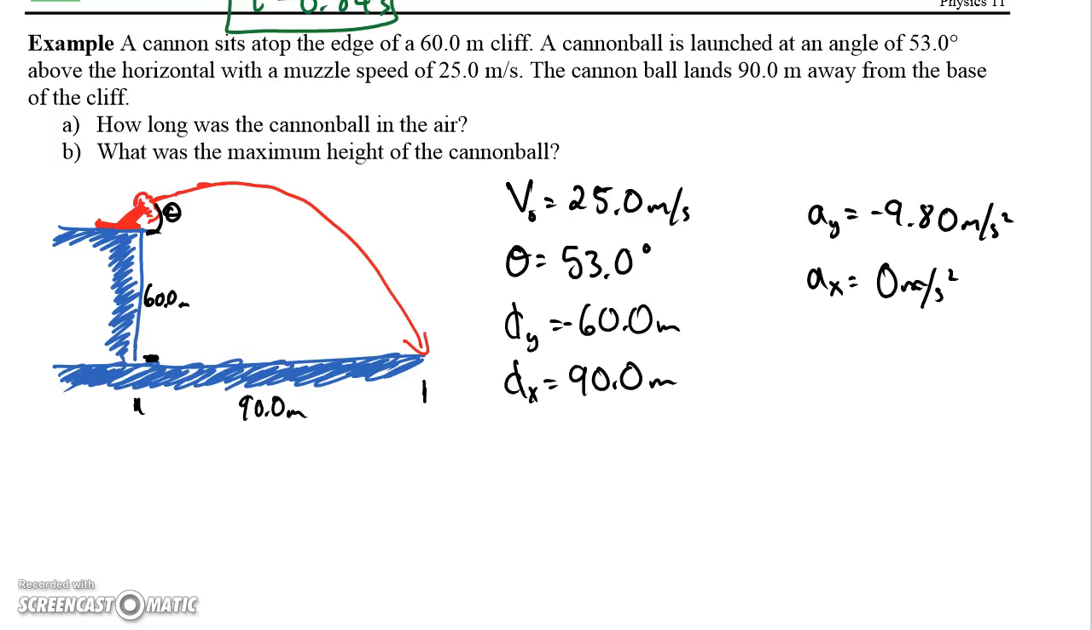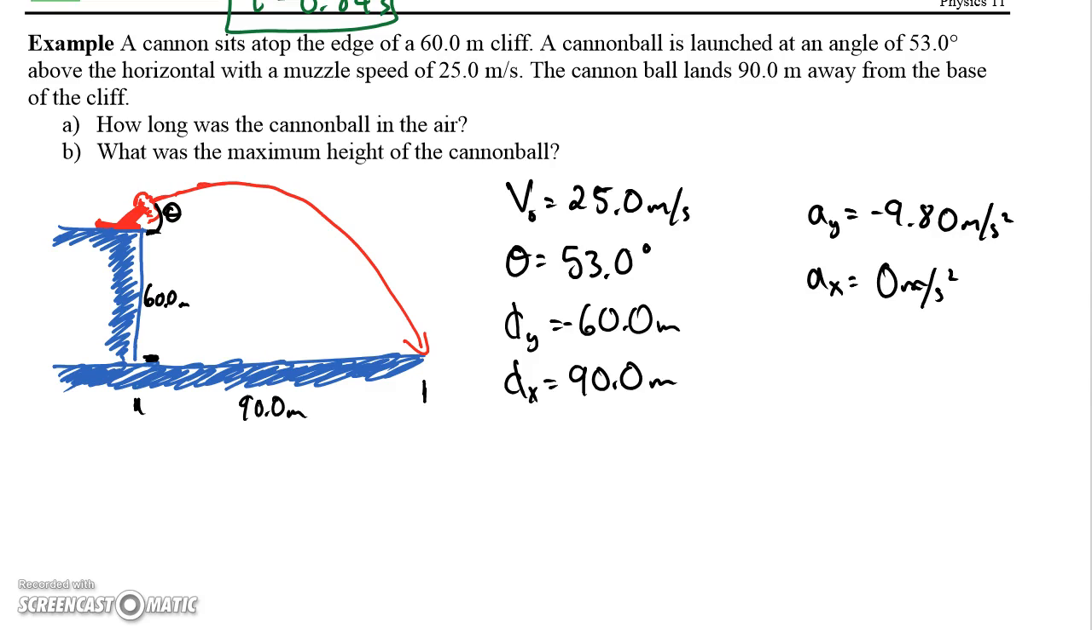Alright, so this is part 2 of angled projectiles. This is a completely different problem, our second example. The cannon in this one is sitting on top of a cliff that's 60 meters high. It is launched at 53 degrees with a speed of 25 meters per second. The cannonball lands 90 meters away.